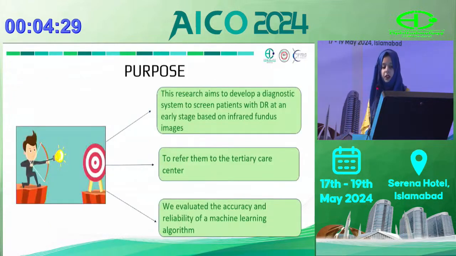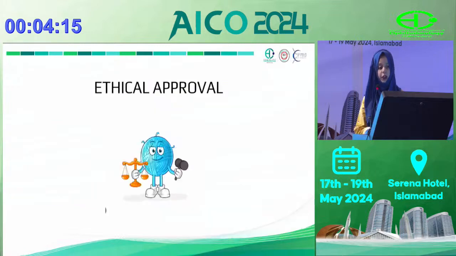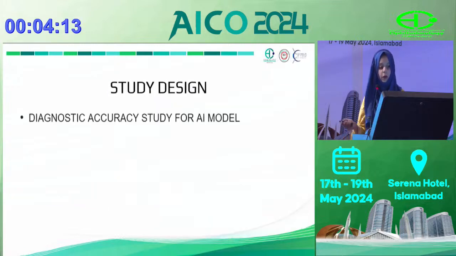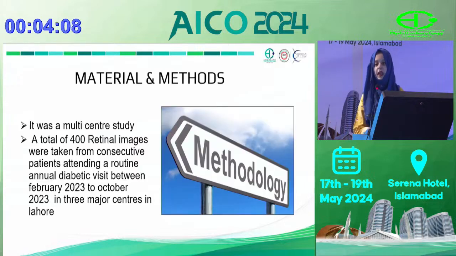The purpose of my study was to develop a diagnostic system to screen the patients with diabetic retinopathy at an early stage based upon infrared fundus images, so as to refer the patient to tertiary care centers, and we evaluated the accuracy and reliability of our machine learning algorithm. Ethical approval was taken. It was a diagnostic accuracy study for an AI model. It was a multi-centered study in which 400 retinal images were taken from consecutive patients attending a routine annual diabetic visit between February 2023 and October 2023 in 3 major centers in Lahore.